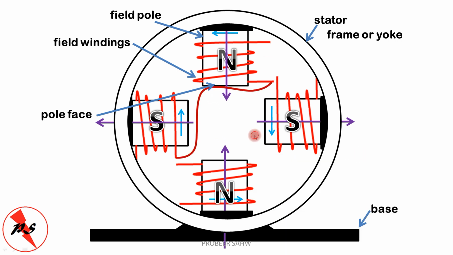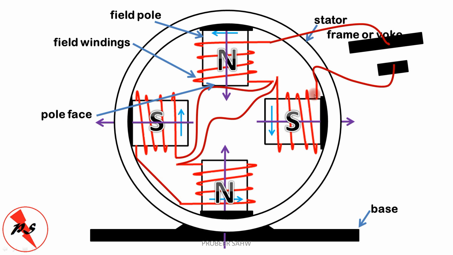Now all these windings are connected and powered by a single DC source. Okay, so we can see all the windings are connected to each other and then powered by a single DC source, which is also known as the DC excitation system. So this is how we create field poles or electromagnets.